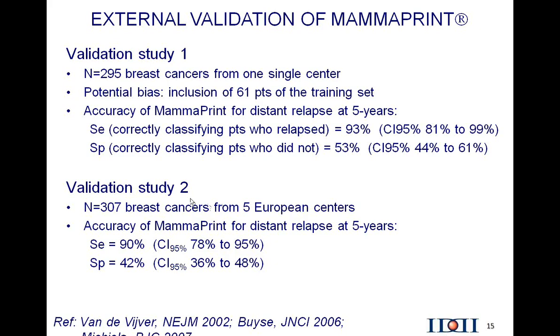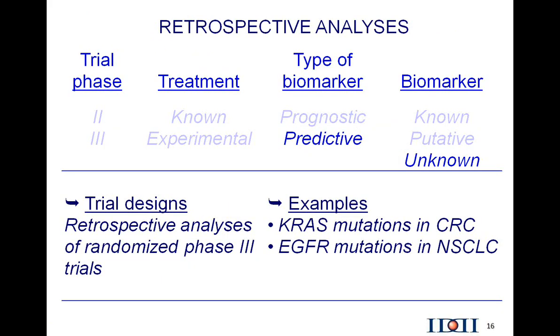And so a second validation study was performed with 307 patients from 5 European centers, and in that second validation study, the sensitivity of the signature was found to be 90%, slightly lower than in the initial validation series, and the specificity was 42%, again slightly lower than in the initial validation study. So these were retrospective validations.